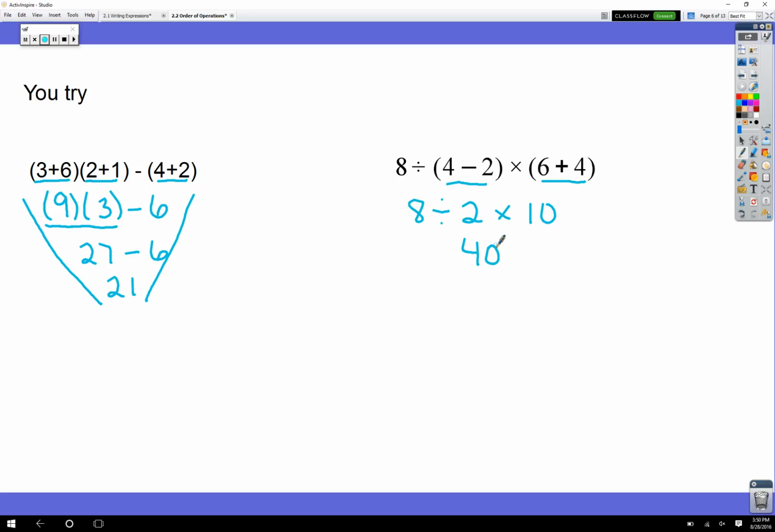If you decided to do multiplication before you did division and follow that order, you would get a totally different answer. If you did 2 times 10, you would get 20. And 8 divided by 20 is not 40. If you divide 8 into 20 parts, you're going to get something quite a bit smaller than 8. So it's important when you do multiplication and division that you do both operations in order from left to right.